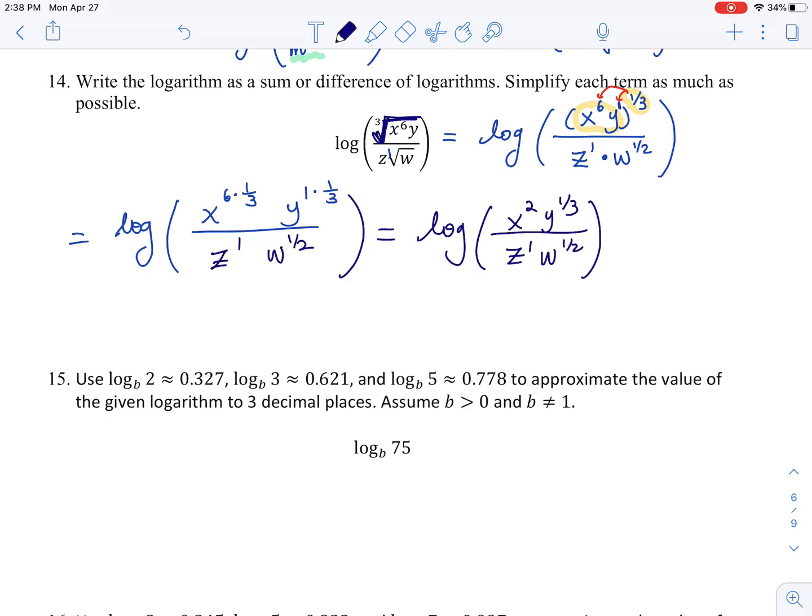I think I said w twice. There's no w twice. X squared y to the 1/3 z to the 1st power times w to the 1/2. All right, looking good. Now let us separate this into a single line, okay?